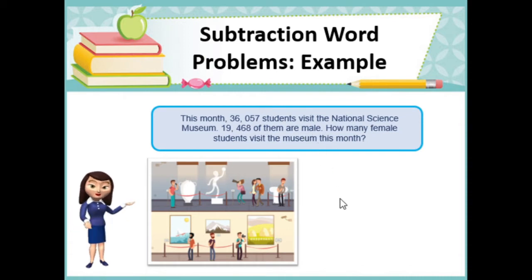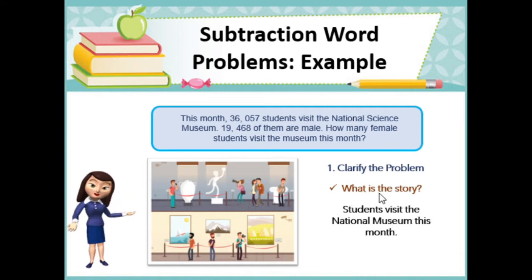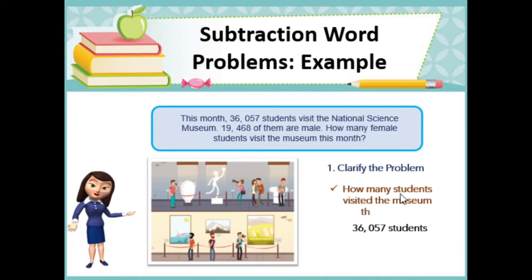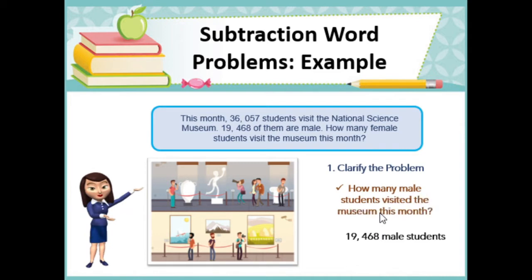Looking at the problem, to clarify it, we can ask, what is the story? Or what is being talked about in the problem? That is, students visit the National Museum this month. Next, you can ask, how many students visited the museum? And it says there, 36,057 students. Out of the 36,057 students, how many male students visited the museum?